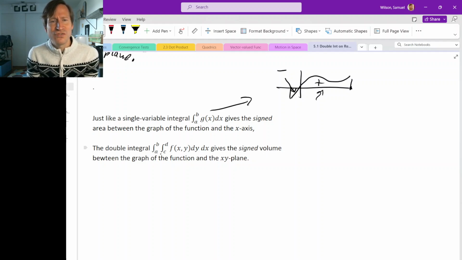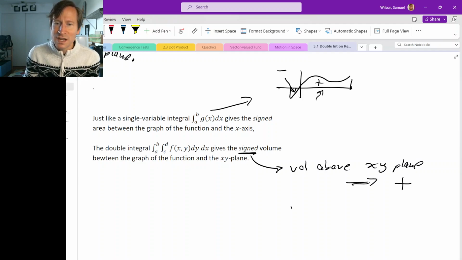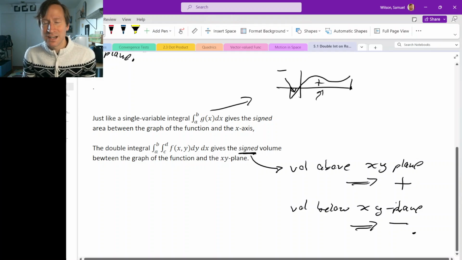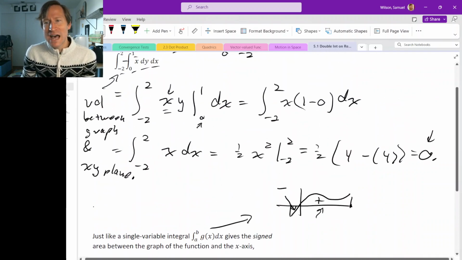It gives you not just volume between the graph and the xy plane, but signed volume, right? And by signed volume, any volume above the xy plane counts as positive. Any volume below the xy plane counts as negative. And if you are accumulating positive and negative volume, then of course it can cancel or partially cancel. And that's what happened in this case, right?